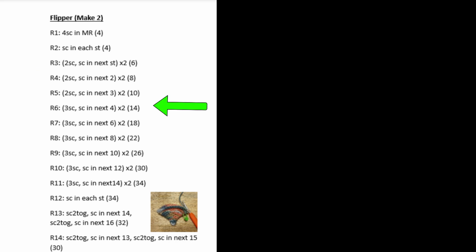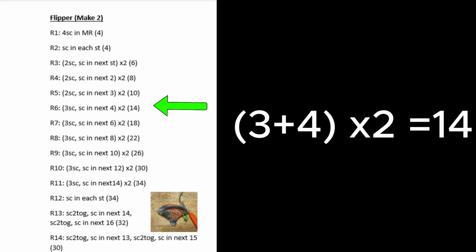Now in row 6 I'm mixing it up a little. I'm going to put 3 single crochets into one stitch and then single crochet in the next 4. Doing that twice will create 14 stitches for that row. So let's double check the maths. We are adding an extra 2 stitches twice, so we'll be adding 4 extra stitches to row 6.